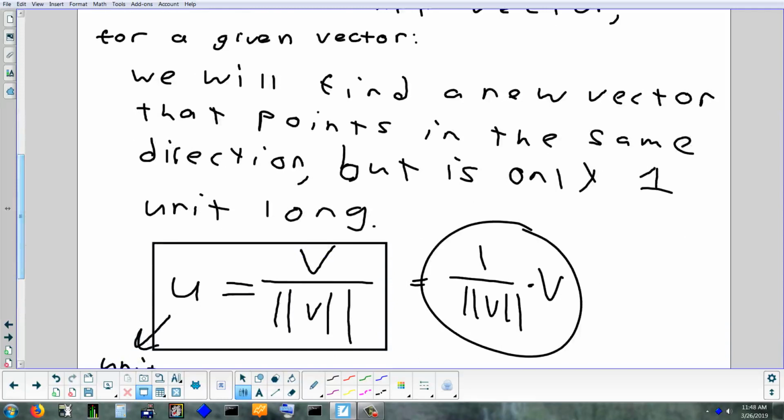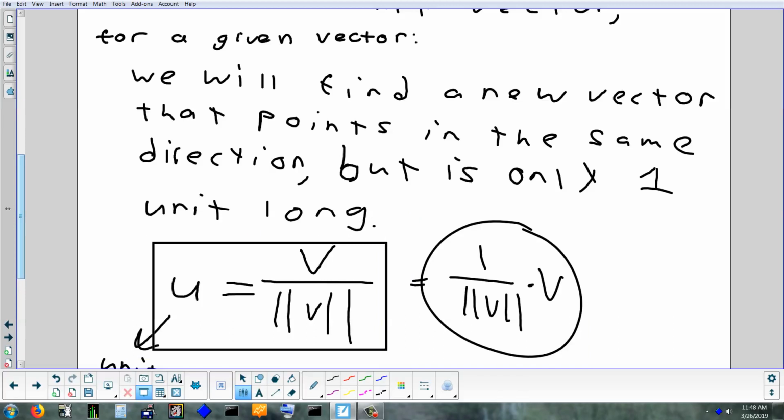Think if you take 3 divided by 3, or 3 times 1/3, it's just the same thing. So multiply by the reciprocal, that's one way to say it. Divide by the length. Either way, the length is in the bottom of a fraction. Okay? So we're gonna try that.